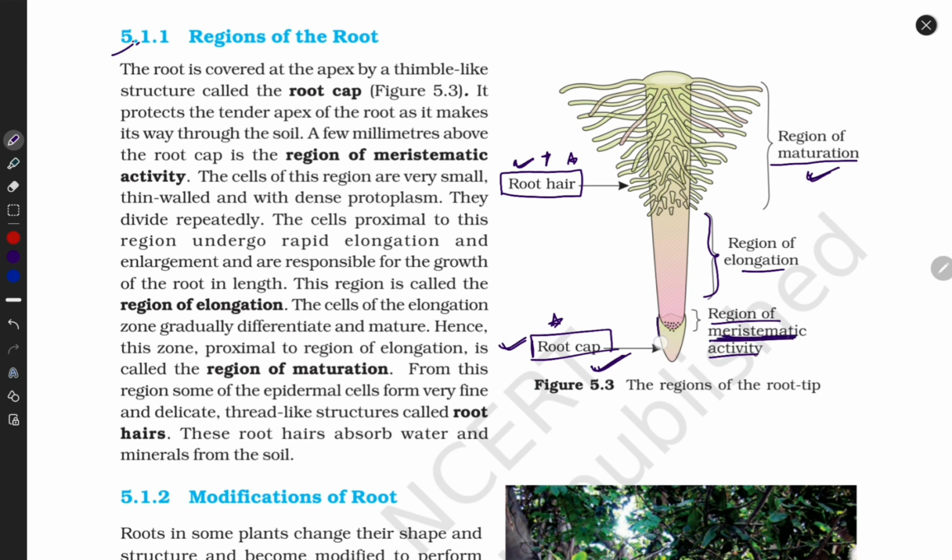Why? Because here the root apical meristem is present. The function of the meristem is to divide and divide.